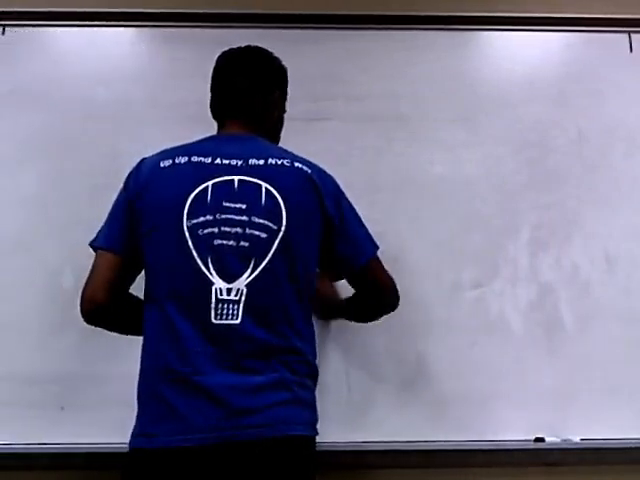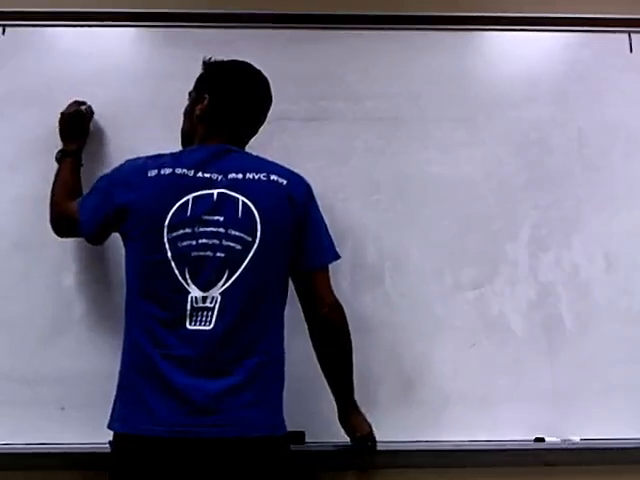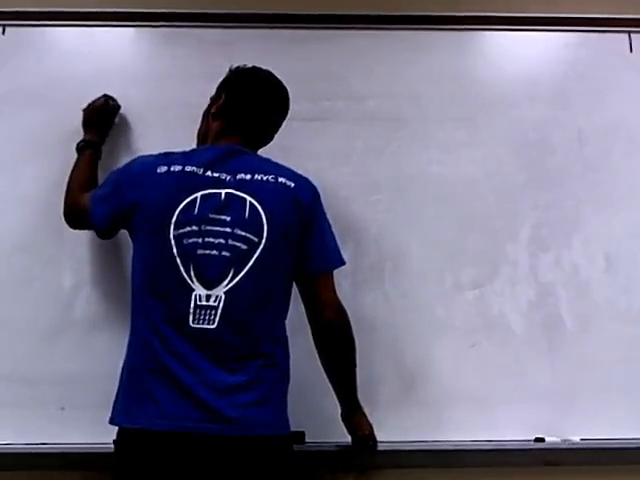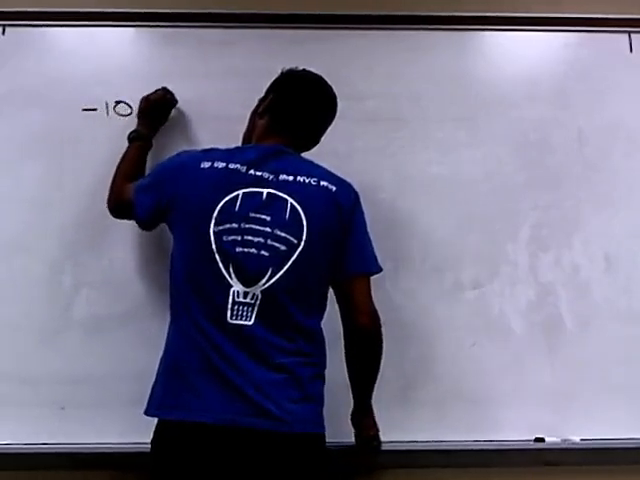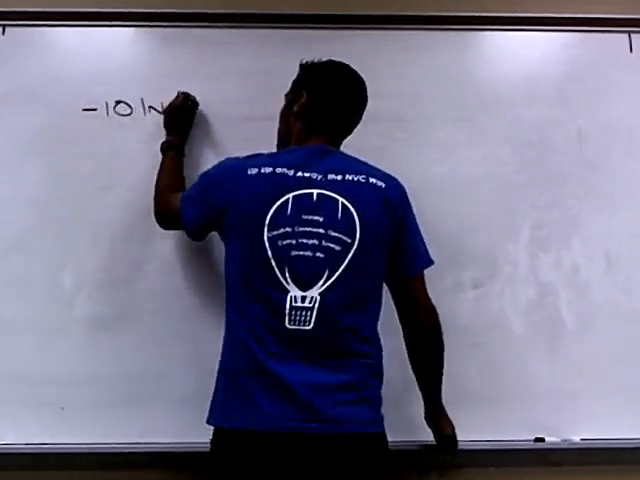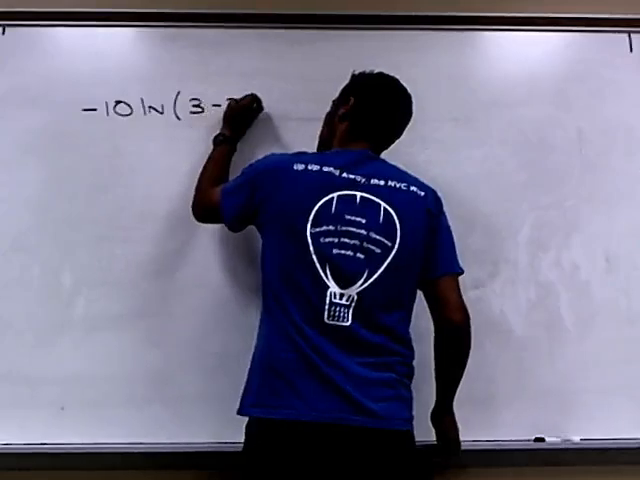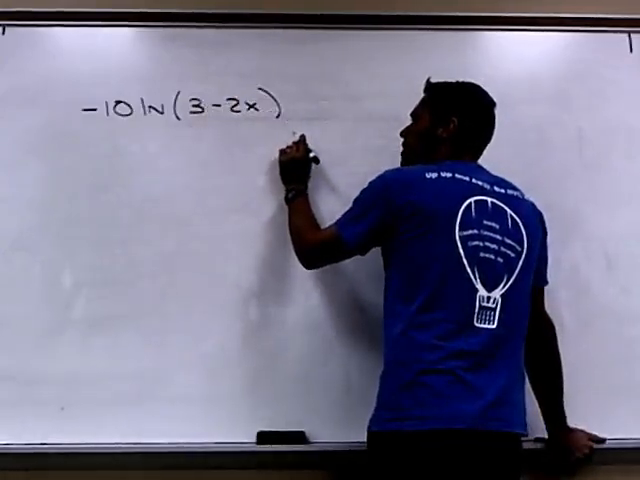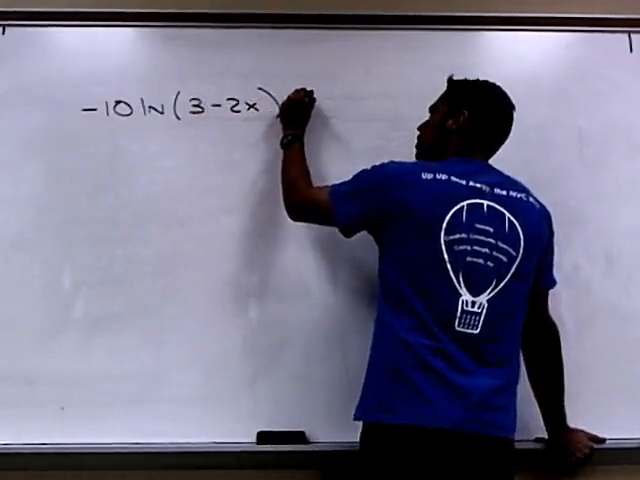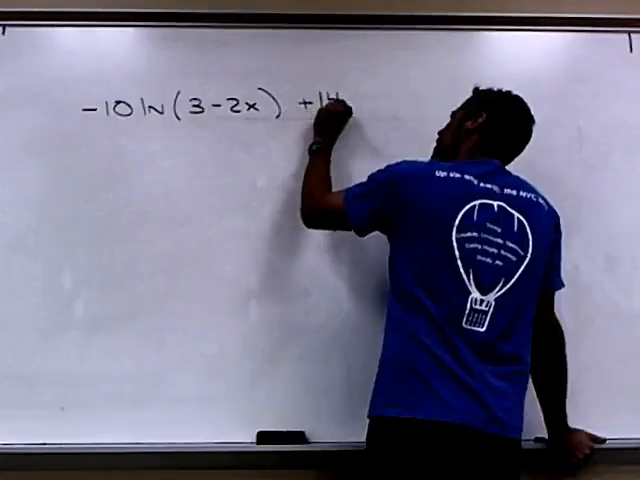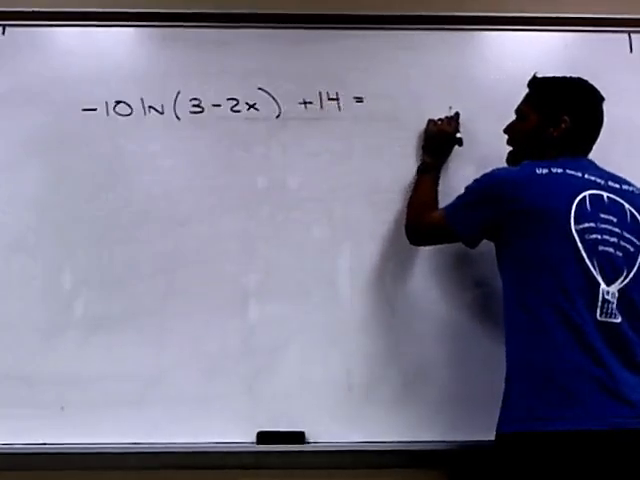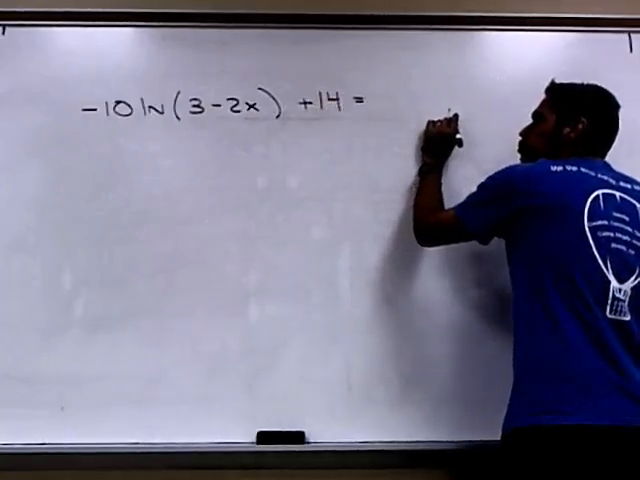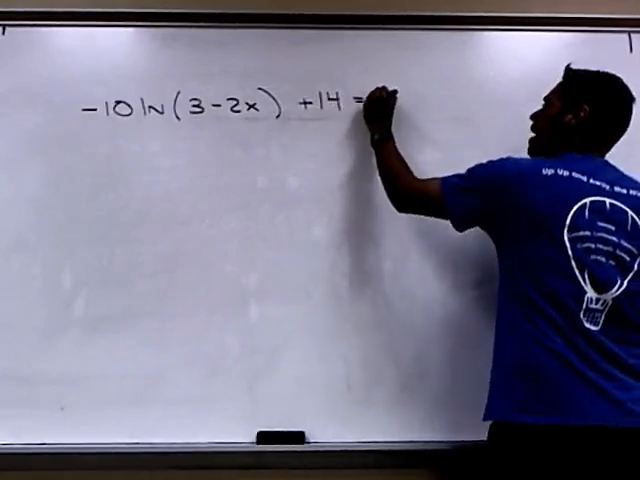Like this one. Negative 10 natural log of 3 minus 2x, plus 14, equals 5.